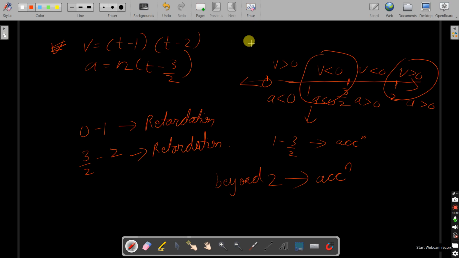Now let's check the F part. So we figured out where it is retarding or where it's accelerating. One more point: in 1D motion, negative velocity is equal to motion in negative x-axis.